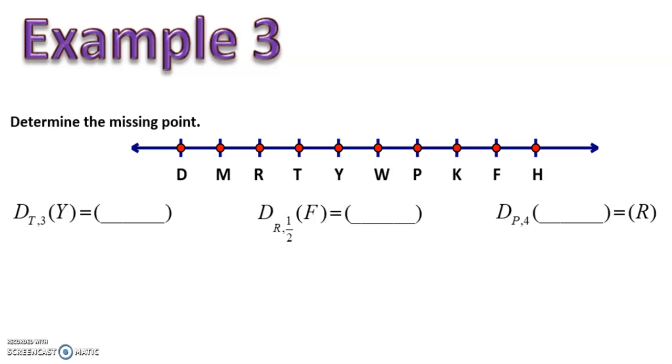All right, so this is part 2 of our dilations video, and we are on example 3. Find the missing point. We just have a series of points on a number line, and we're going to read these specific notations. So we are told here that T is the center. Our scale factor is 3. And we are dilating point Y, which is our pre-image.